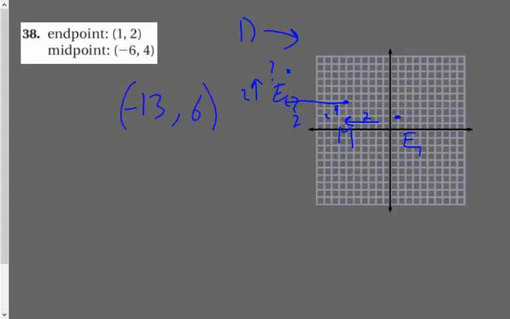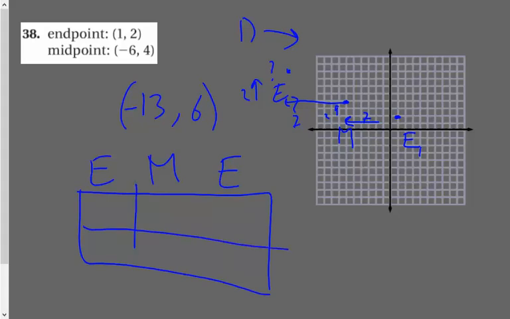Now here's a different way. Make a little chart: endpoint, midpoint, endpoint. I invented this chart a couple of years back, and it works pretty slick. Your first endpoint is at 1, 2. Your midpoint is at negative 6, 4. Well, to get from 1 to negative 6, you subtract 7. So you're going to go backwards 7 more. That puts me at negative 13.